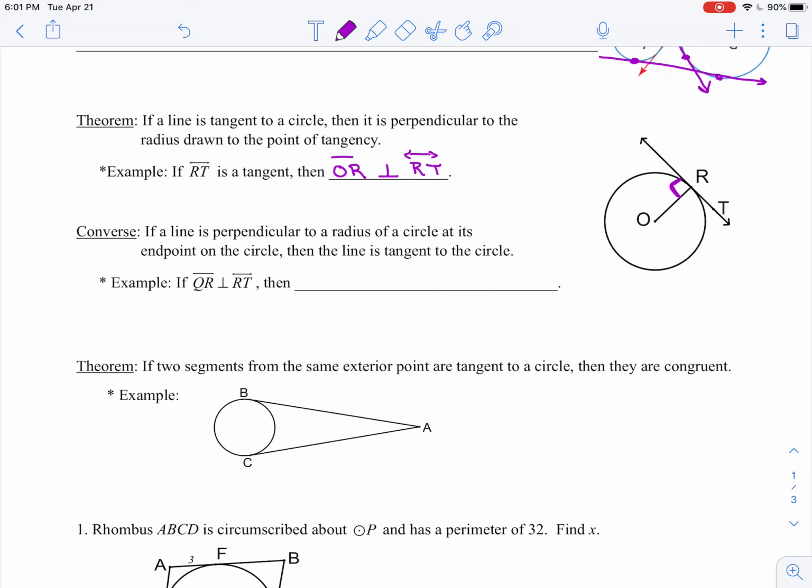The converse is also true. If I have a picture and I'm not sure whether or not a line is tangent, if it forms a right angle with a radius or a diameter, then I do in fact know that the line is tangent. So if QR and RT are perpendicular, then we know that line RT is tangent to circle O.